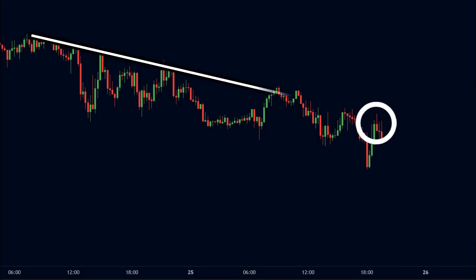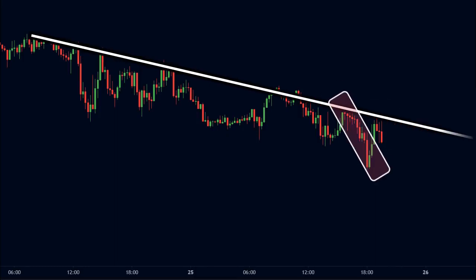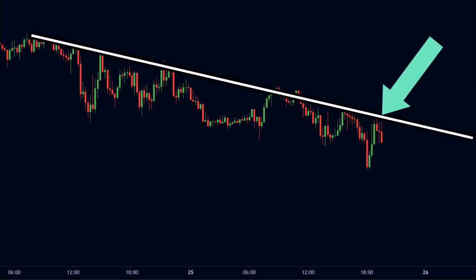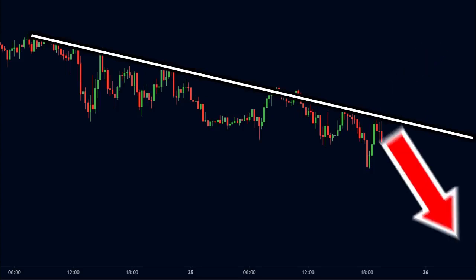Now look at this point. After making a good down move, the price has pulled back at the trend line. So, there is a probability that the price might reverse after hitting the trend line.